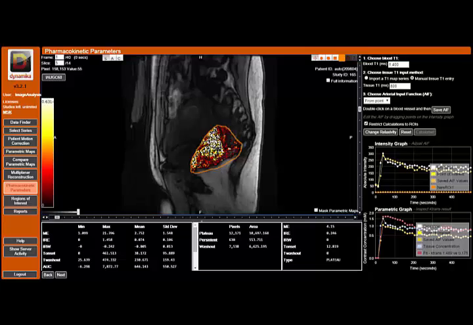With the pharmacokinetic parameters, the calculations are much more sensitive to noise and spikes on the input signals. So in some ways it's a less robust technique than the parametric series, but the advantage of the pharmacokinetic is that it is measuring physical numbers. It's a fractional volume. It's a real transport coefficient with physical units that's being measured. So in principle, it's easier to compare it across scanners, across patients.